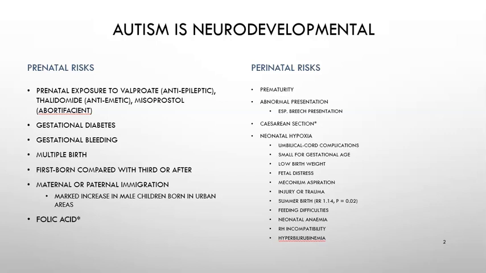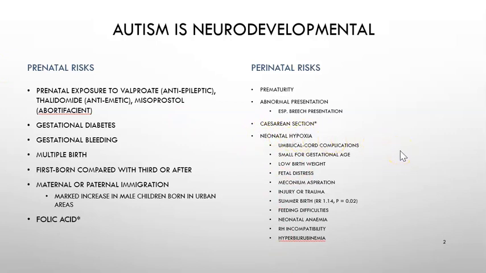And some studies that actually are controlling for breech presentations are showing that a C-section does not significantly increase the risk of autism. So if you're just choosing to have a C-section because that's what you want to do, then the current research is suggesting that that's not increasing the risk. There are other perinatal risks that just fall under neonatal hypoxia.